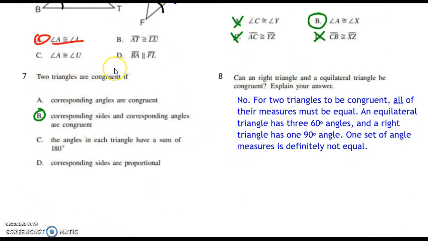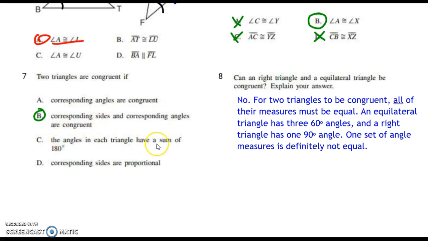For question 7, two triangles are congruent if, we talked about this at the beginning of the unit, the corresponding sides and the corresponding angles must be congruent. Letter A is not correct because it's possible to have corresponding angles that are congruent, but the triangle might be many, many times bigger.